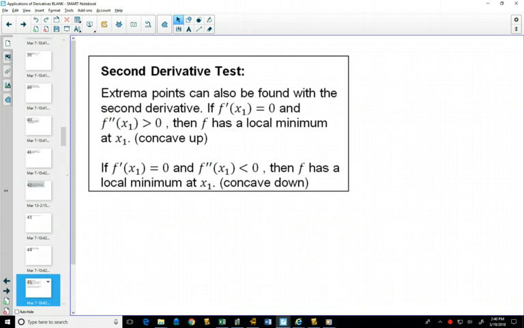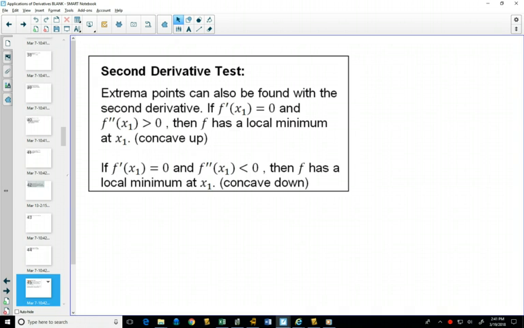Now, the main confusion that happens with students is when you think of the second derivative test, you think of taking the second derivative and showing concave up and concave down. That's using your second derivative for concavity, but it's not the second derivative test. The second derivative test is another test to find out if something is a maximum or a minimum.